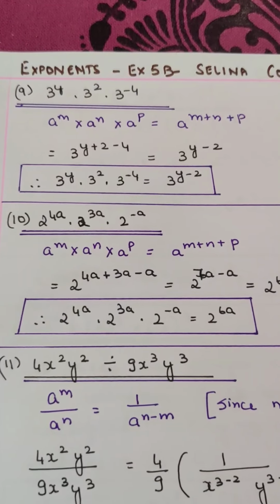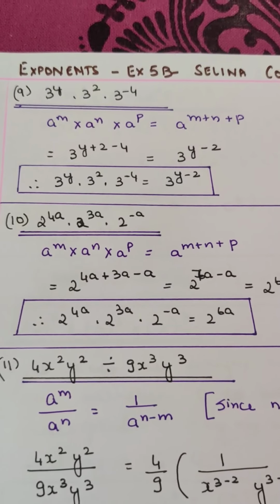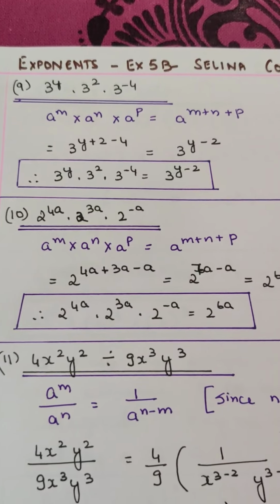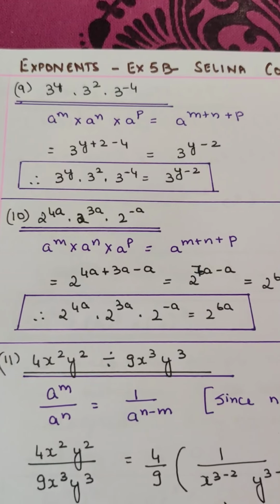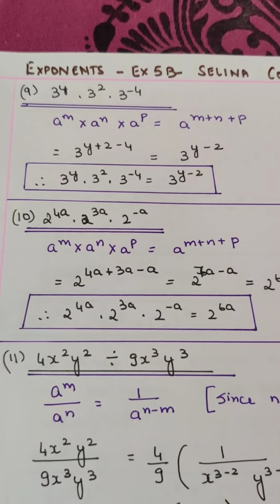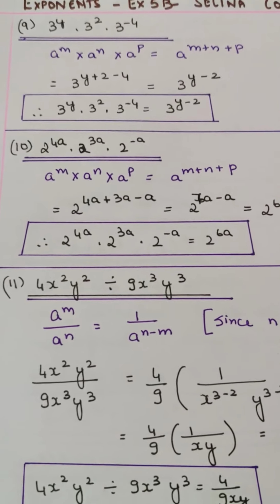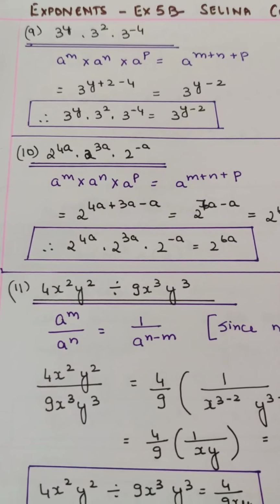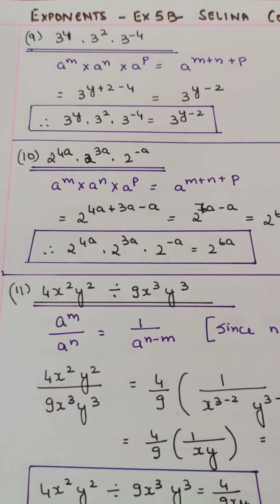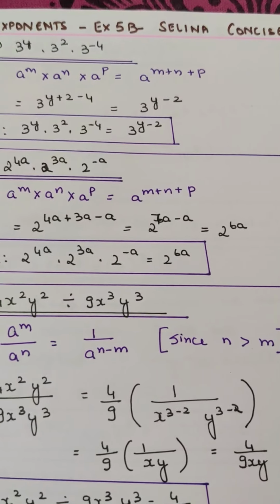Alright, next one. 2 to the power of 4a into 2 to the power of 3a into 2 to the power of minus a. So it's the same base. It's again the product law. a to the power of m into a to the power of n into a to the power of p is equal to a to the power of m plus n plus p. So that becomes 2 to the power of 4a plus 3a minus a, that is equal to 4a plus 3a is 7a minus a. That gives you the answer as 2 to the power of 6a.